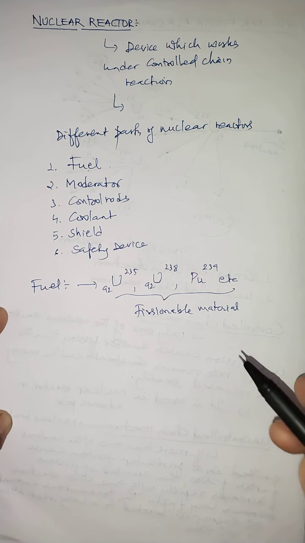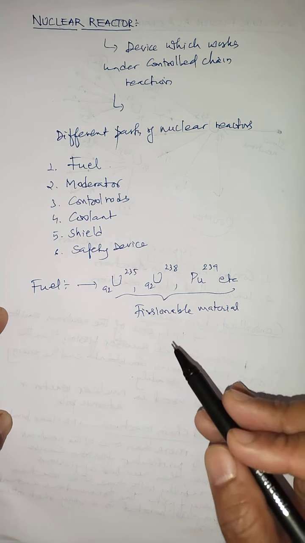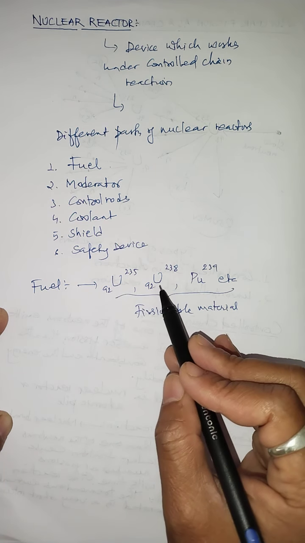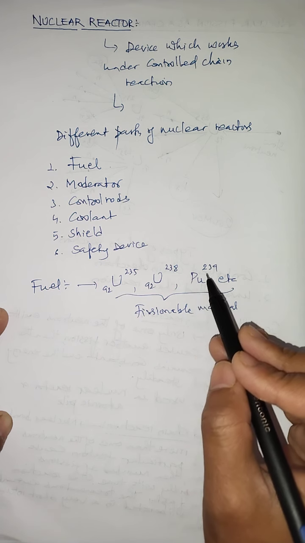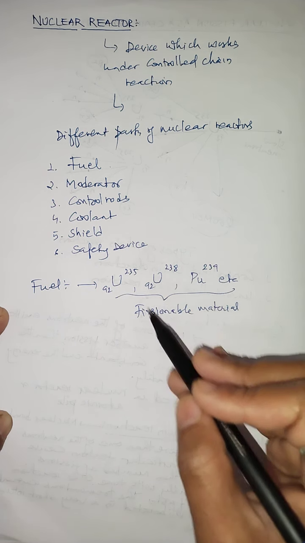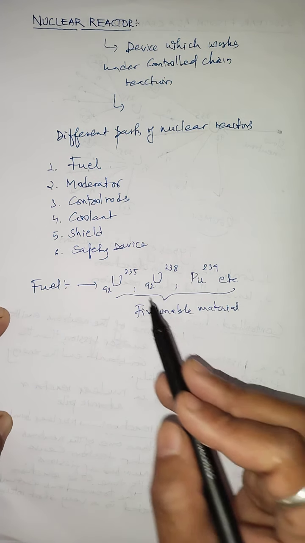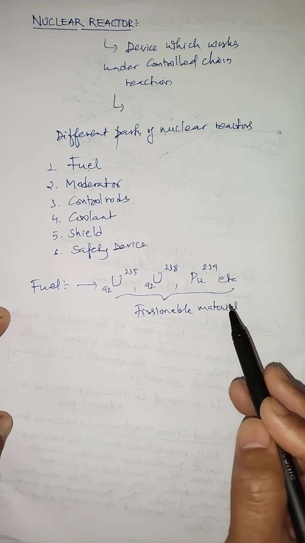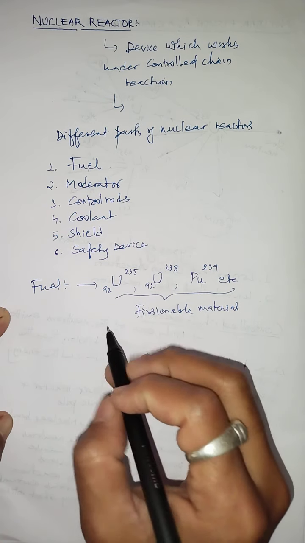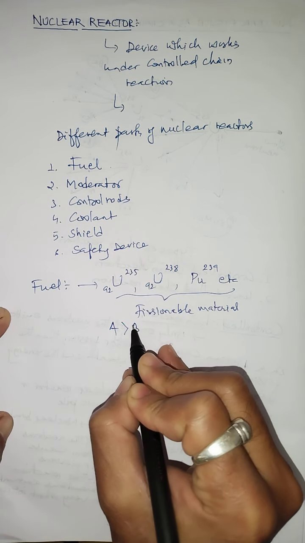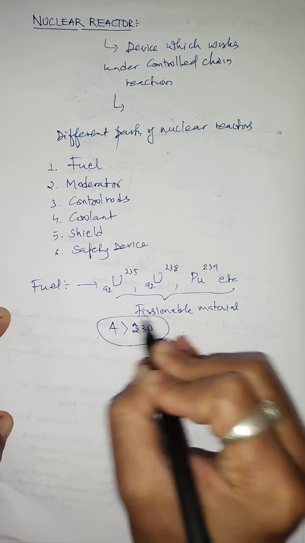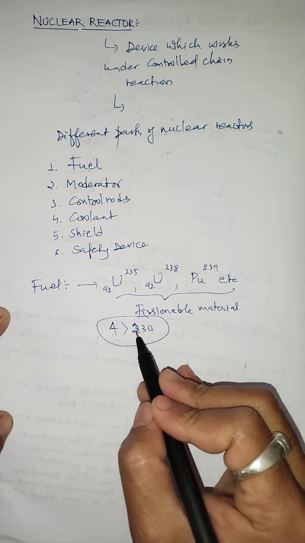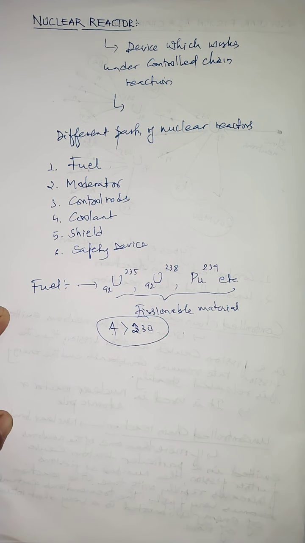So in order to make the fission of a heavy nucleus, we must take this fissionable material. There are many fissionable materials that we use, but commonly used ones are uranium-92, 235, uranium-92, 238 also, and plutonium-239. Basically it should be a heavy nucleus, with mass number A greater than 230; any such nucleus can be used as a fissionable material.